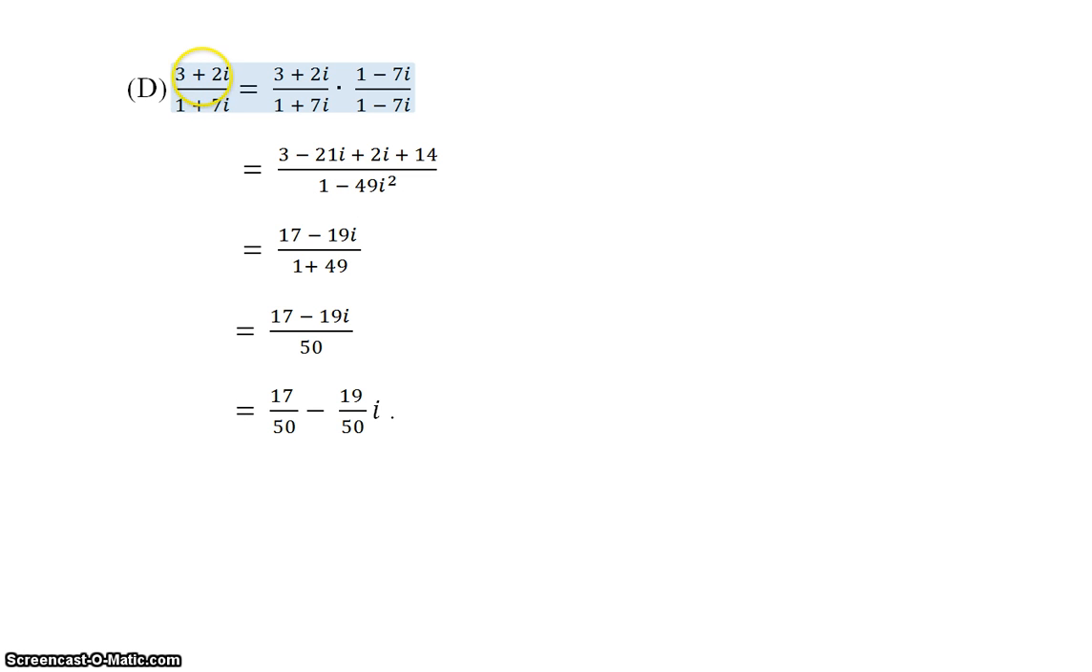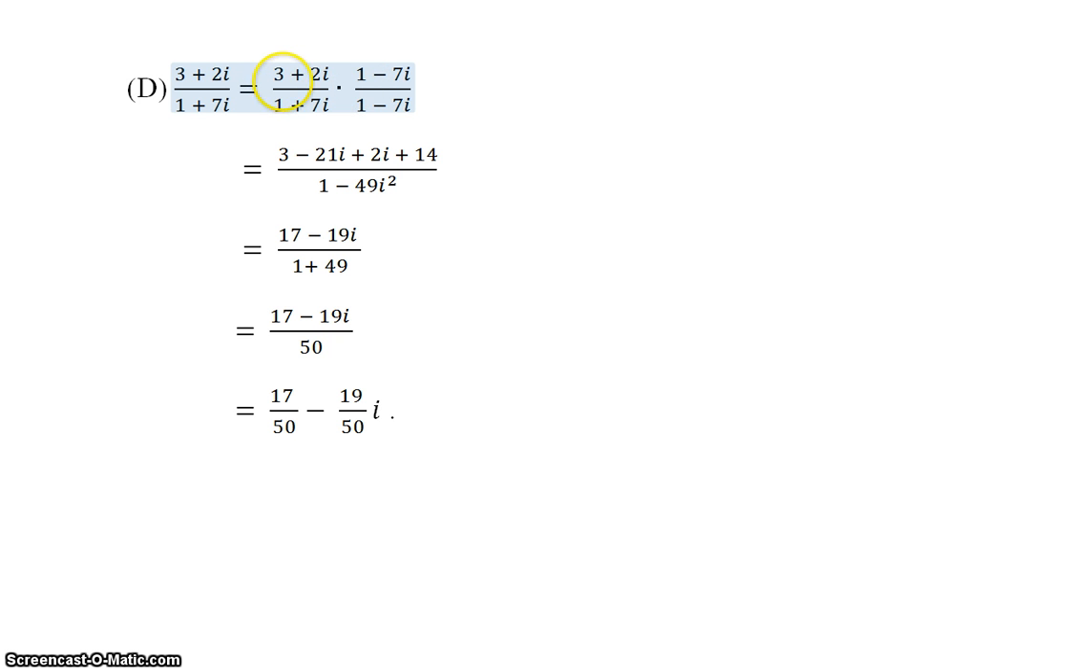Now we will divide these two complex numbers. We have to divide 3 plus 2i by 1 plus 7i. In order to perform this operation, we will multiply the numerator and the denominator by the conjugate of the denominator. The conjugate of the denominator 1 plus 7i is 1 minus 7i. In the numerator, just FOIL, expand the brackets, and multiply 3 plus 2i by 1 minus 7i the usual way.